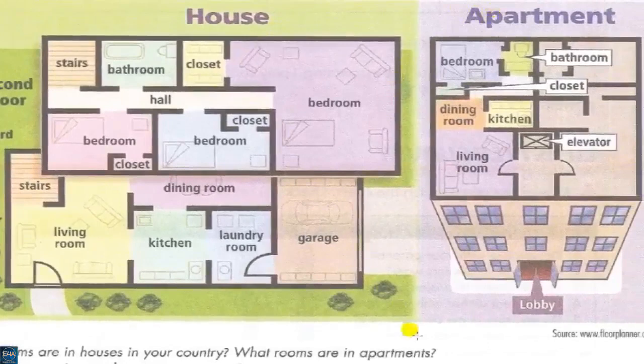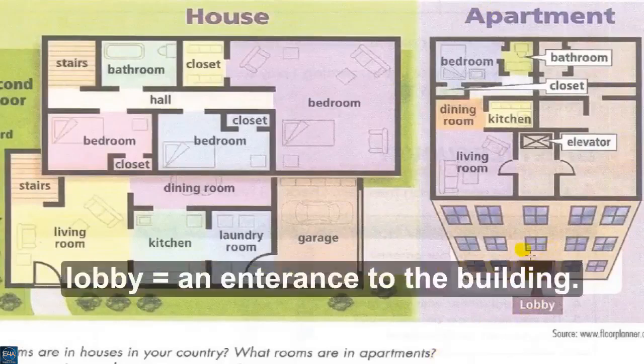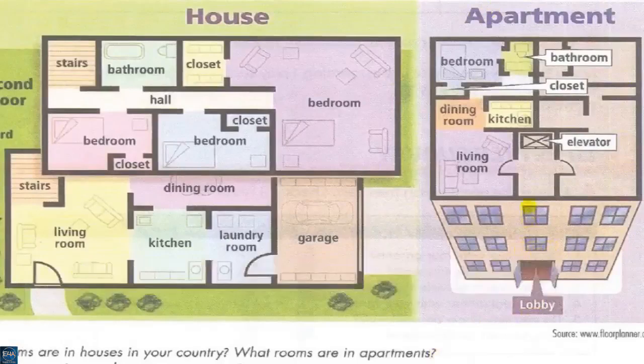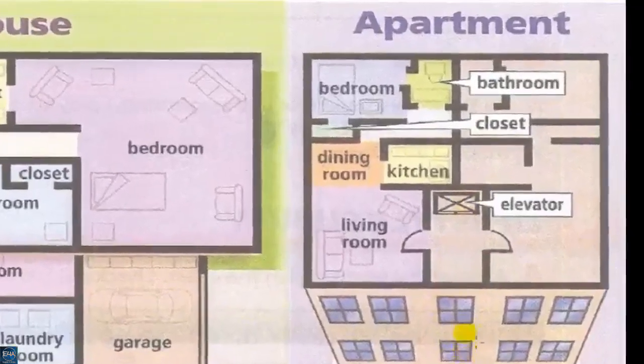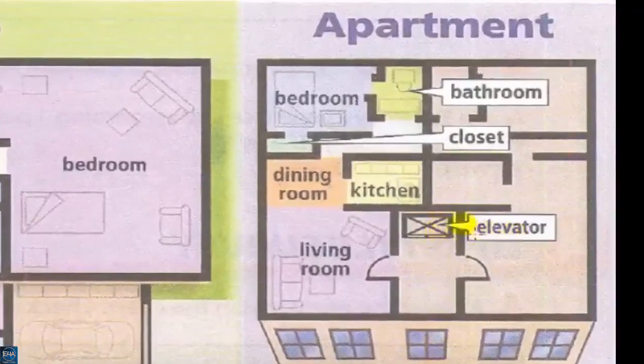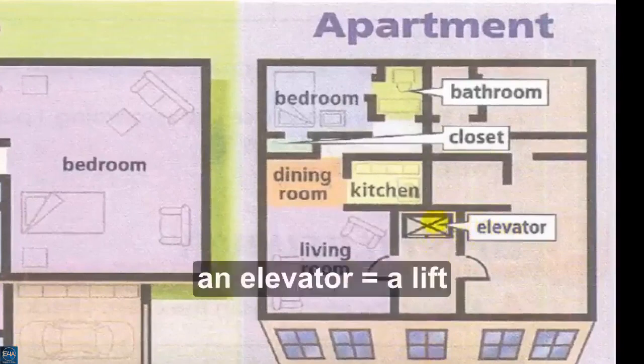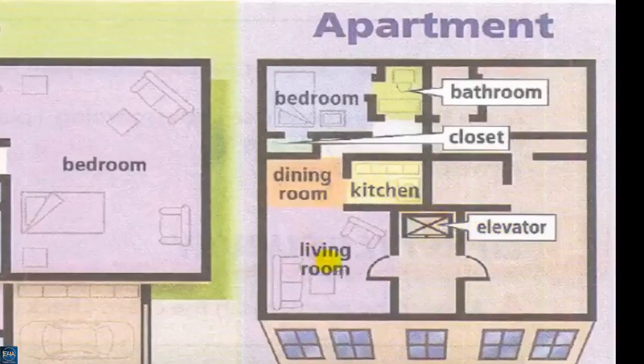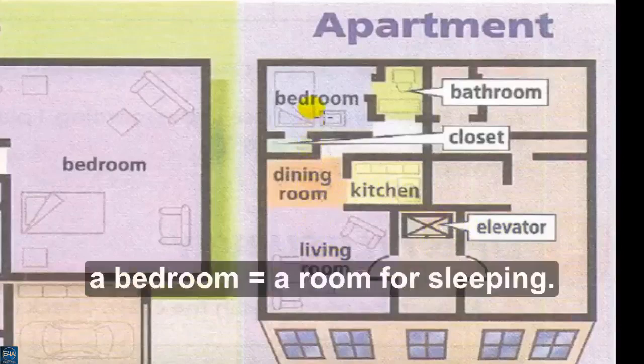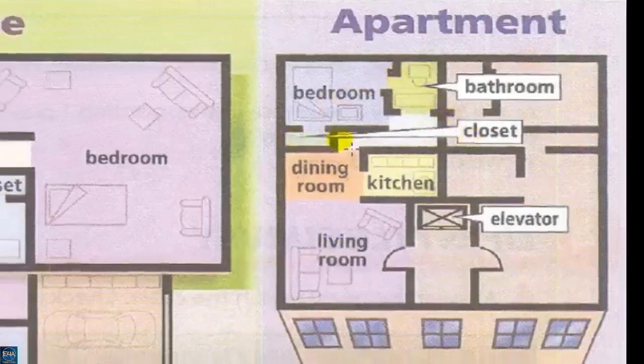Apartment, a flat. Lobby, this is the lobby. Entrance to the building. You go up. Elevator, by the elevator, a lift. Living room, dining room, room for eating, bedroom, room for sleeping. A bedroom, a room for sleeping. Bathroom, closet.